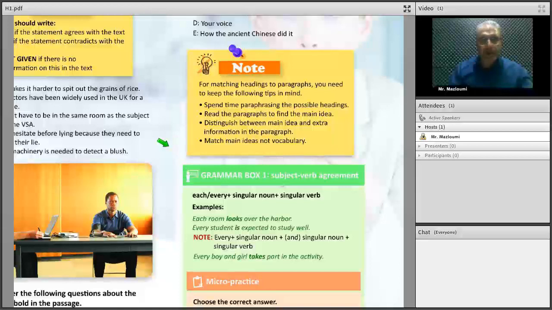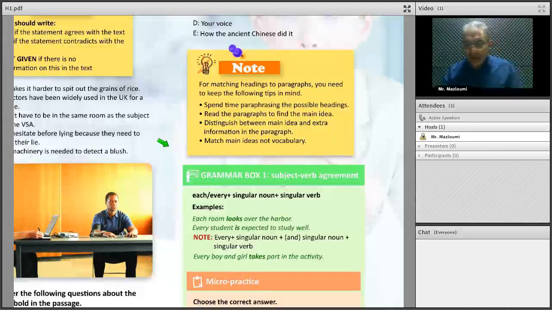All right, note, attention. For matching headings to paragraphs, to match headings with the paragraphs, you have to keep the following tips in mind. So, there are 4 pieces of advice here, everyone. 4 tips, 4 pointers here. Remember to bear them in your mind.